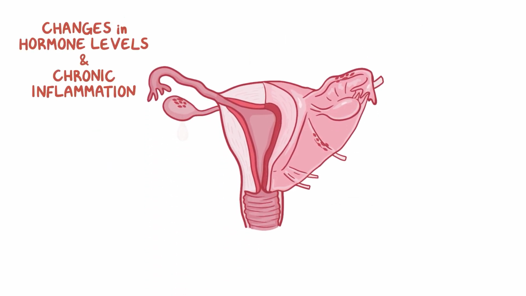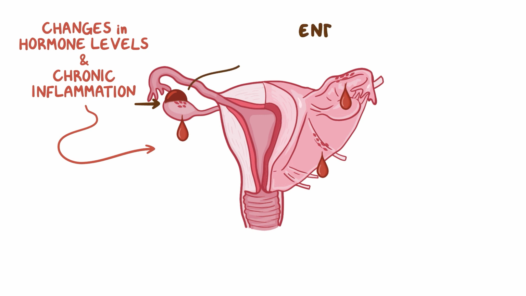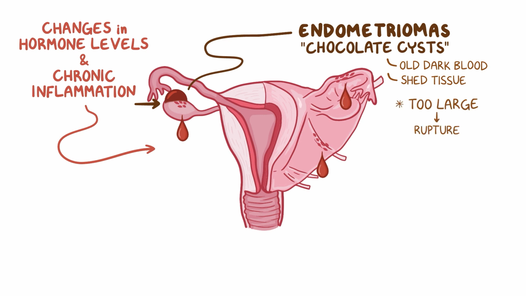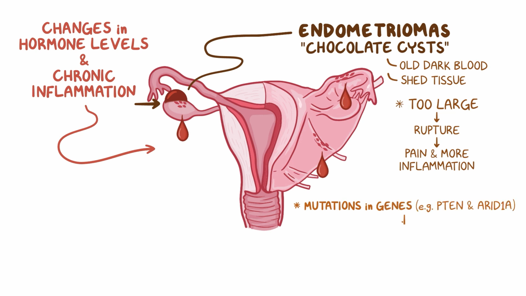Now, changes in hormone levels and the chronic inflammation will cause the implant to bleed, especially during menstruation. If the implant is on an ovary, it could form endometriomas, or chocolate cysts, which contain the old dark blood and shed tissue. When these get too large, they'll rupture and spill their contents, resulting in a lot of pain and even more inflammation. Endometrioma cells also tend to develop mutations in certain genes, including PTEN and ARID1A, which increase the risk of developing ovarian carcinomas.